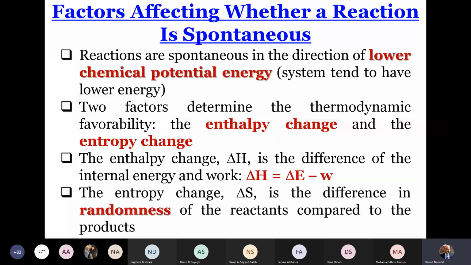Consider a transformation or a chemical reaction where we pass from reactants to products. The reactants have a certain organization, a certain order. They are organized in a way, and the products are organized in a different way. So the difference in the organization, or the difference in the randomness, or the difference in order, is the entropy change delta S.